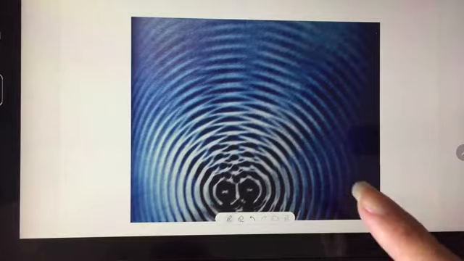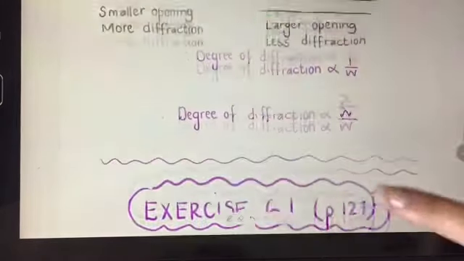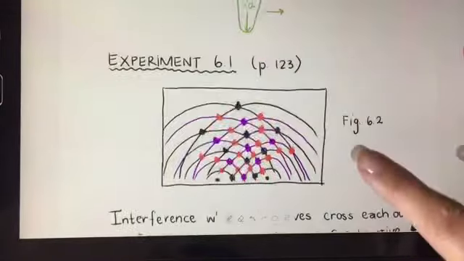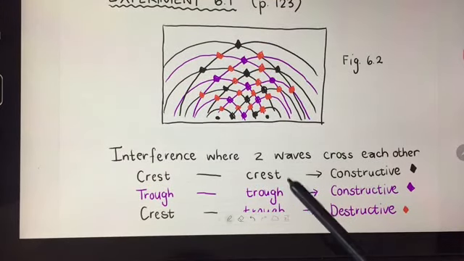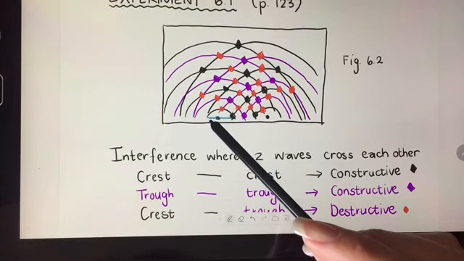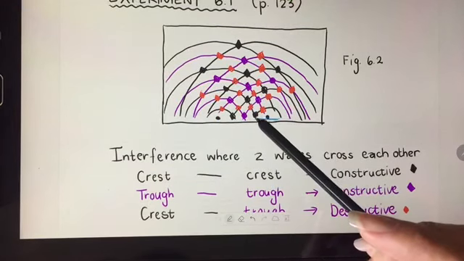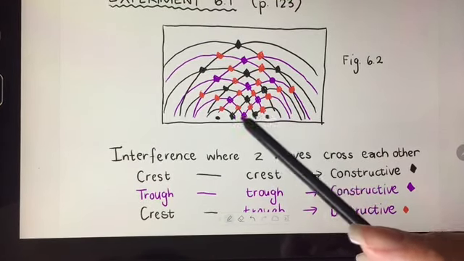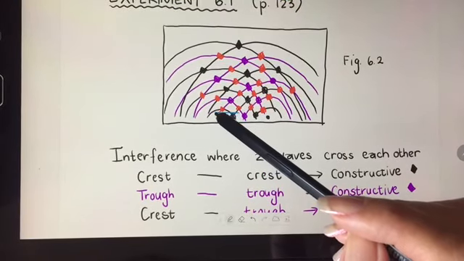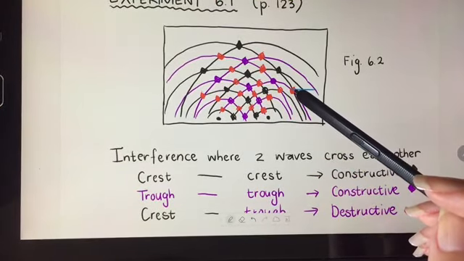So what you must be able to do is explain what is happening there, and we can actually explain it in terms of constructive and destructive interference. So that is what I have tried to do over here. What I've done is I've used different colors. So the black line represents a crest that forms from this source and a crest that forms from this source, and the purple lines represent the troughs. So from this source, I've got a crest, a trough, a crest, a trough, and so on. And then the same thing happens over here.